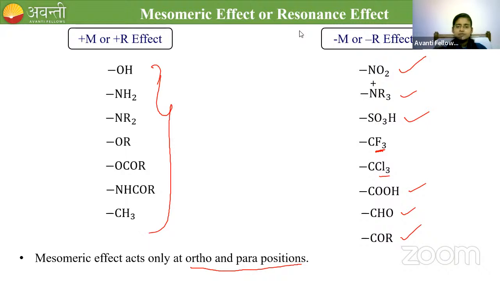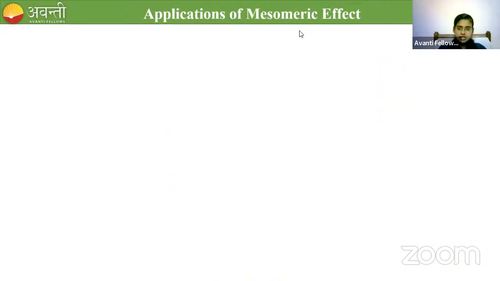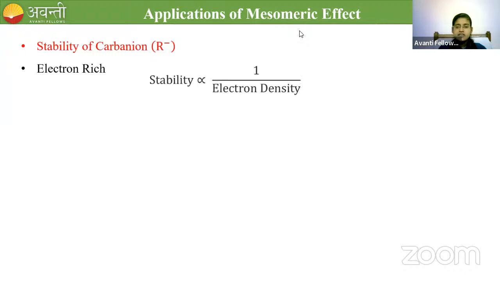Now let me explain to you the applications of this mesomeric effect or resonance effect. Starting with the stability of carbanion, you all know that carbanion is an electron-rich species, right? And the stability is proportional to electron density. It means stability is directly proportional to minus M group, and it is inversely proportional to plus M group. If I have an electron withdrawing group attached to the ring, then that compound will be more stable. If I have an electron donating group, then the compound will be least stable.